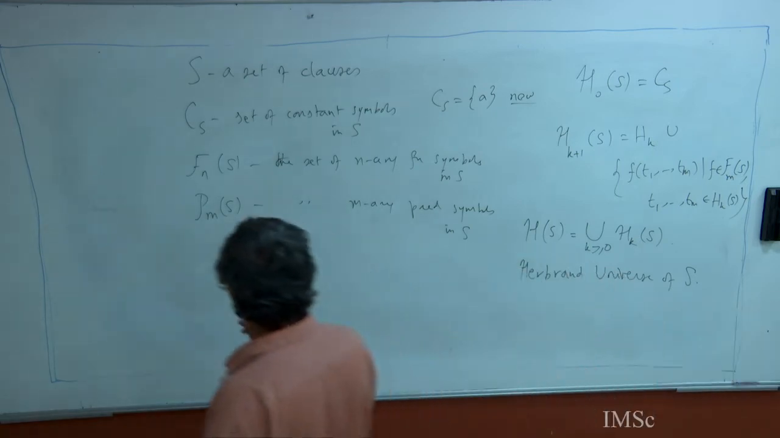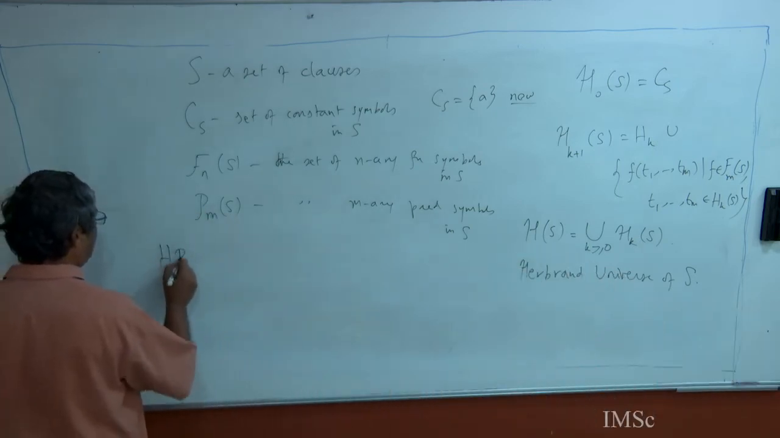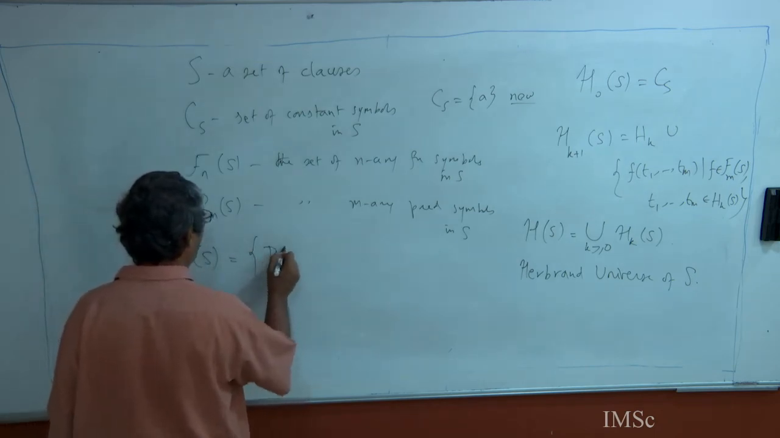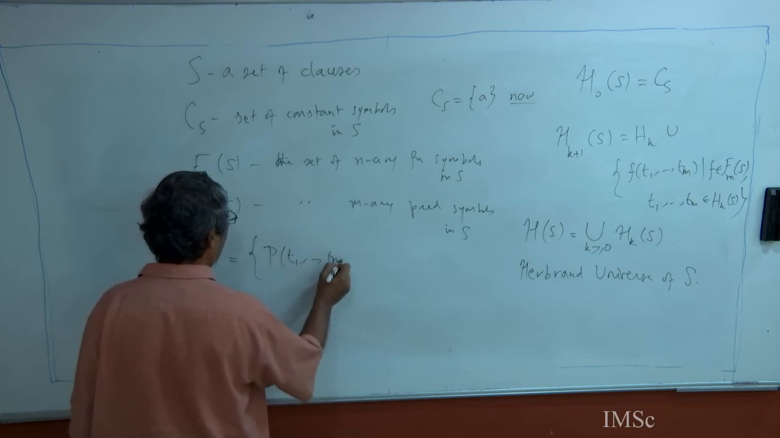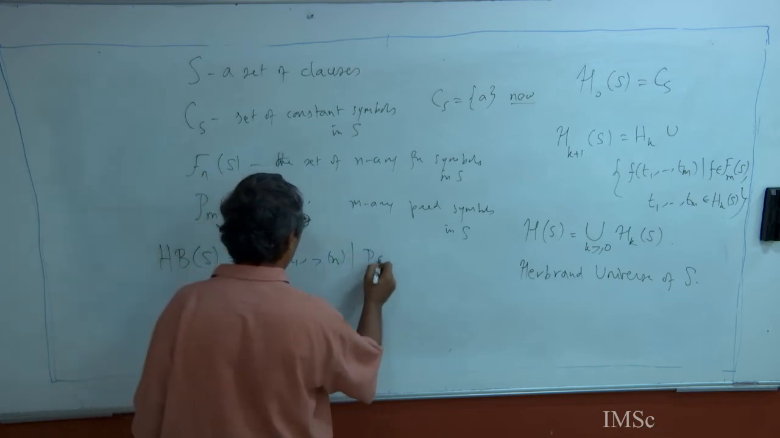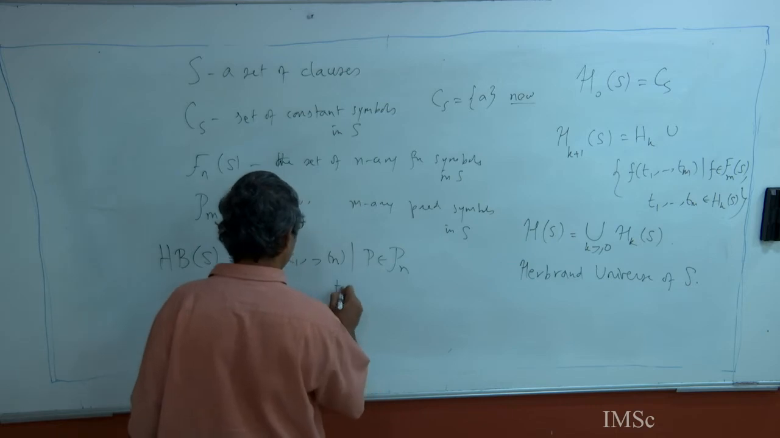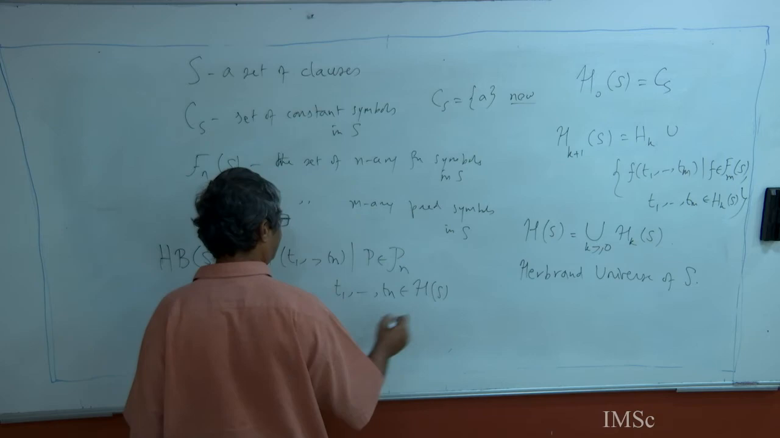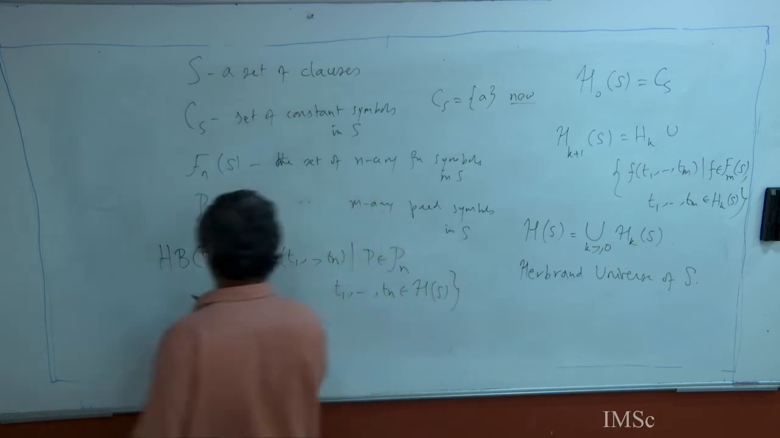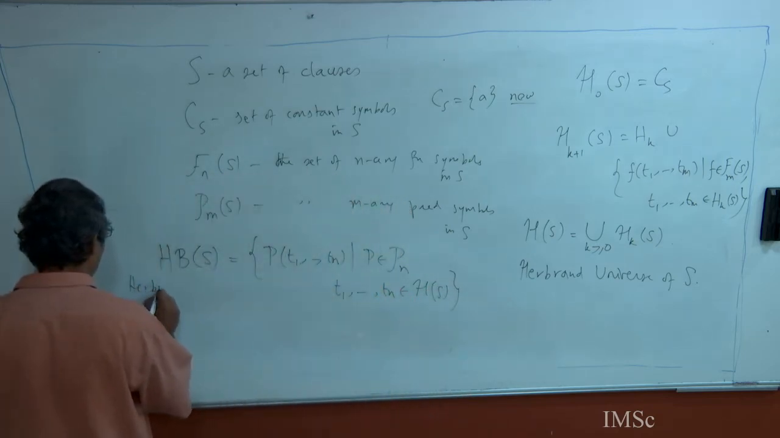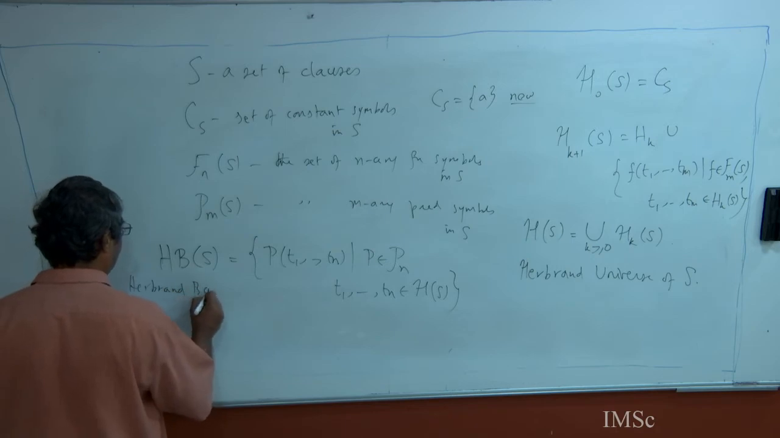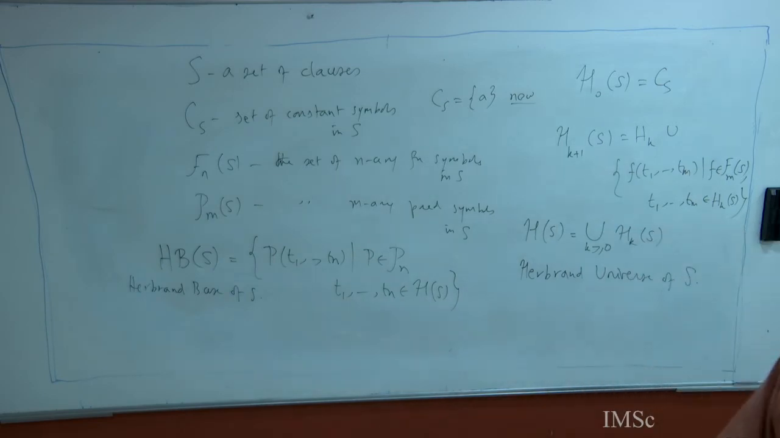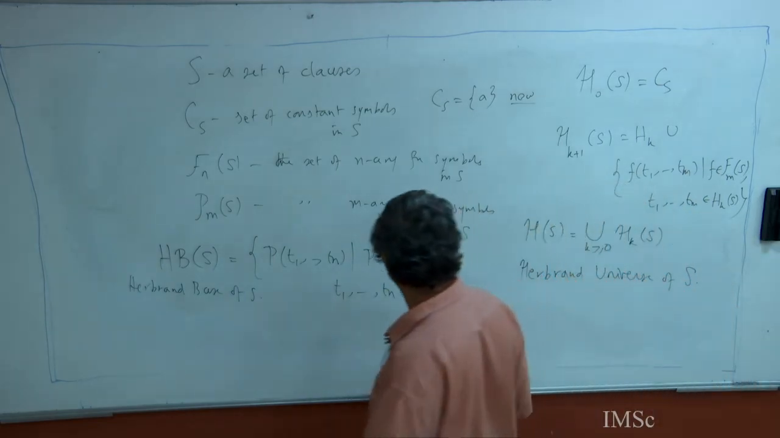And the Herbrand base of S is exactly the set of all P(t1, ..., tn), where P is an n-ary predicate symbol and t1 to tn belong to the Herbrand universe. This is called the Herbrand base of S. What is the Herbrand base of S?